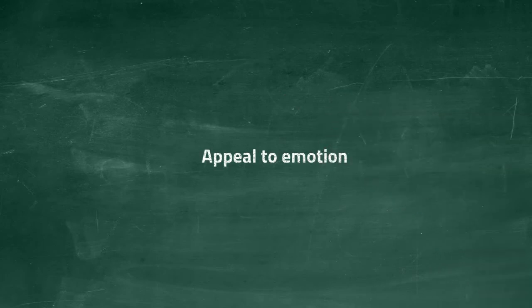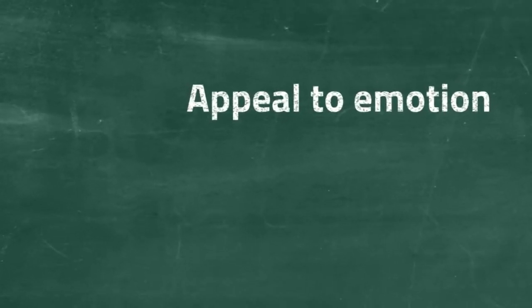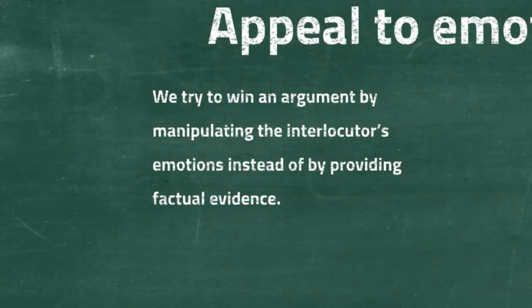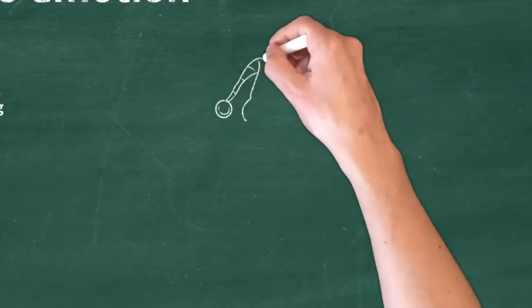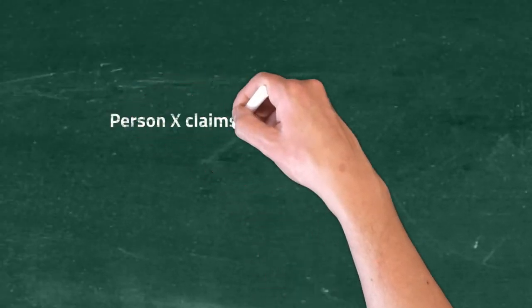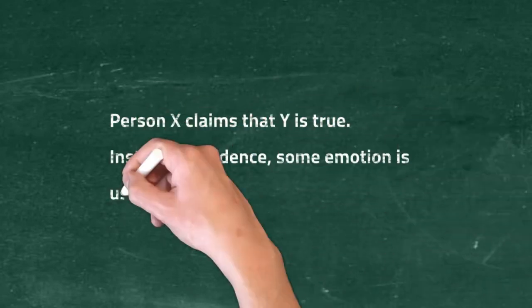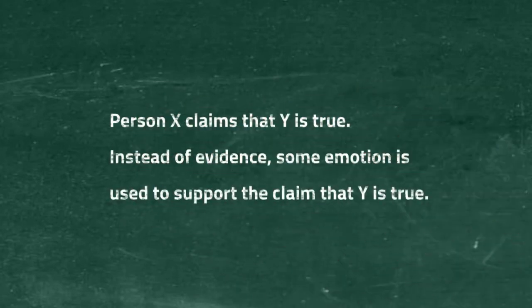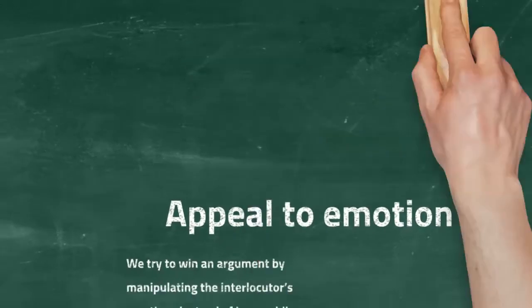Appeal to emotion. When appealing to emotion in a fallacious way, we try to win an argument by manipulating the interlocutor's emotions instead of by providing factual evidence. For example, this Christmas, get your groceries from Tesco. Families who get their groceries from Tesco are happy families. Appeal to emotion can take the following form. Person X claims that Y is true. Instead of evidence, some emotion is used to support the claim that Y is true.